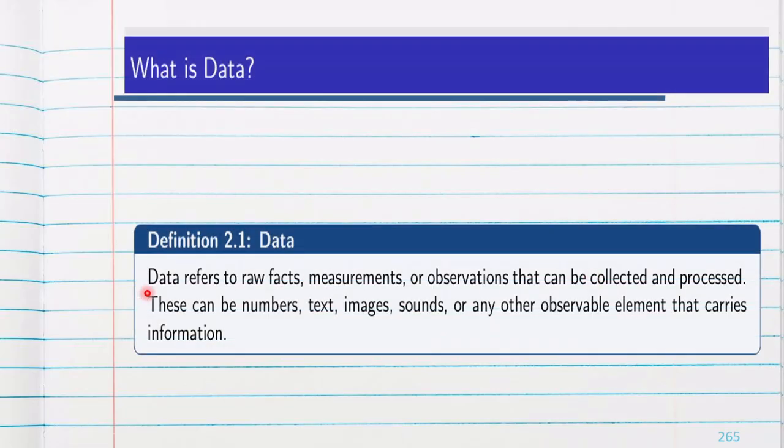So what is data? We have already studied data in the first module. Data refers to raw facts, measurements, or observations that can be collected and processed. These can be numbers, text, images, sounds, or any other observable elements that carry information.